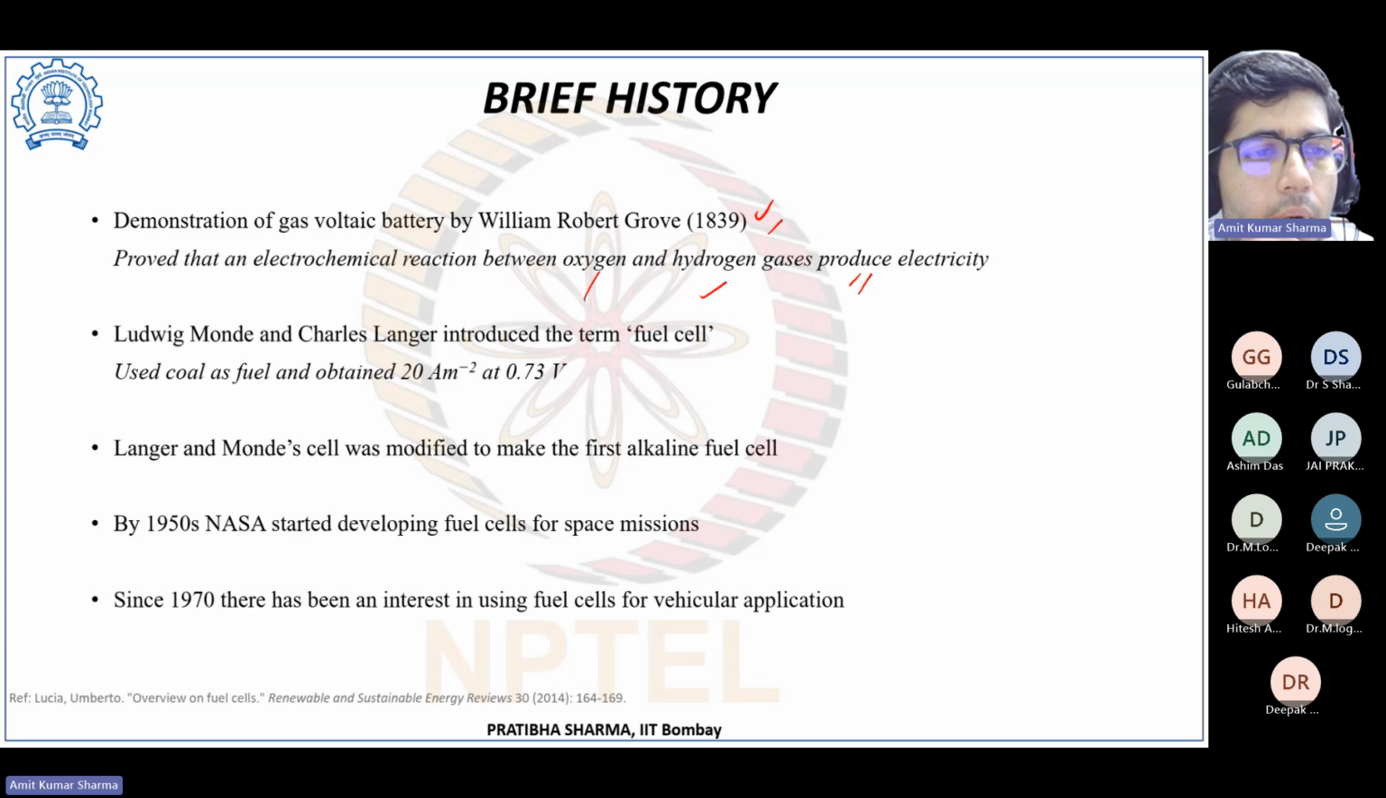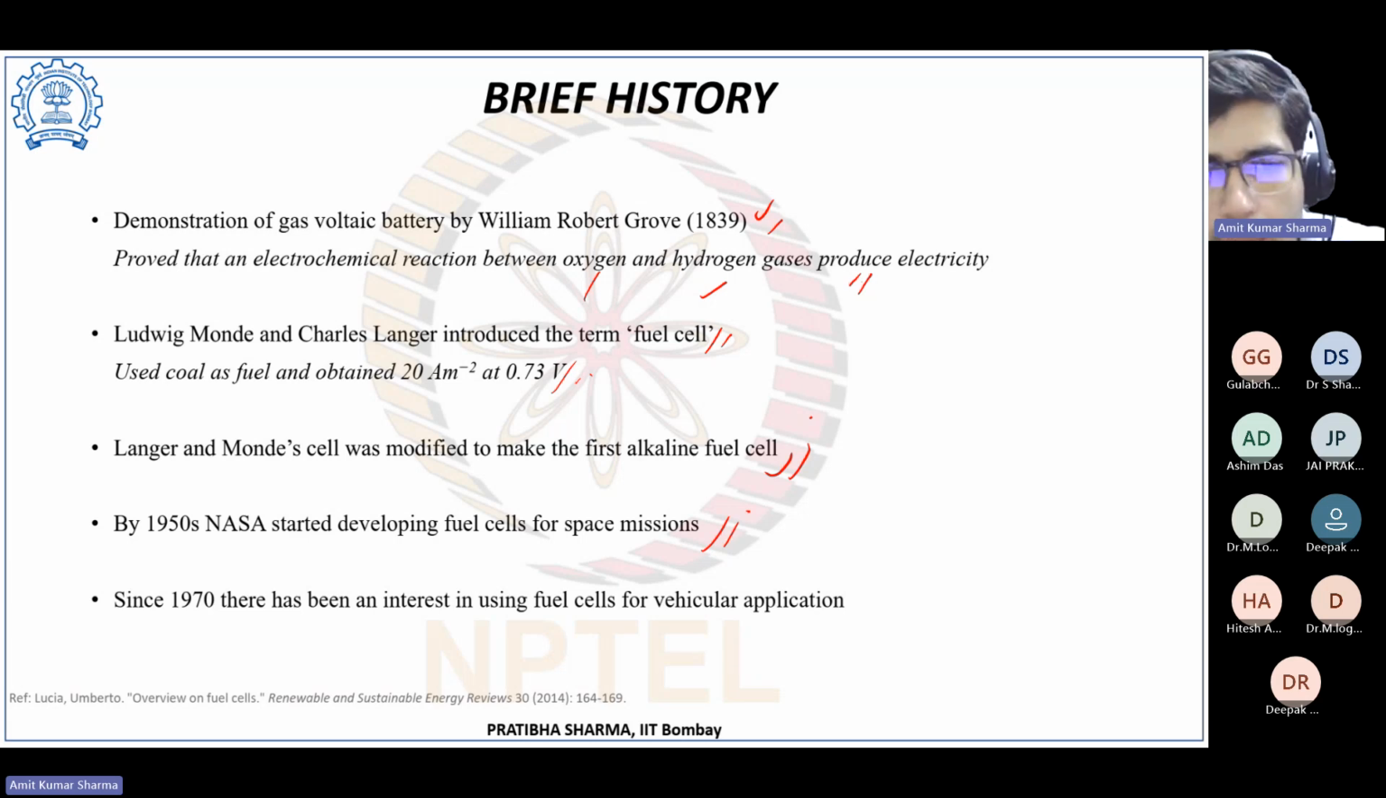Then Ludwig Mond and Charles Langer introduced the term fuel cell. They used coal as a fuel and obtained 20 amperes per meter squared at 0.73 volt. Then the Langer and Mond cell was modified to make the first alkaline fuel cell. In the 1950s, NASA started developing fuel cells for space missions.